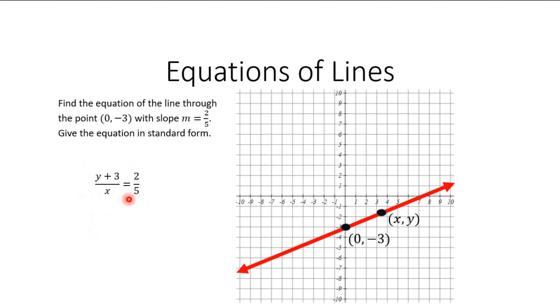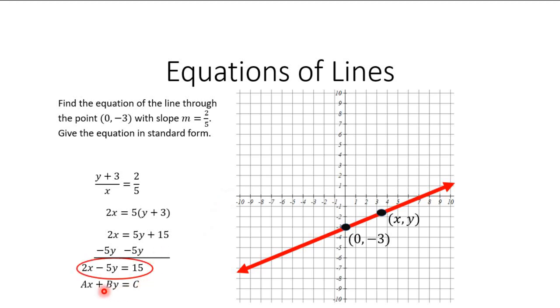So we get this proportion that we can solve by cross multiplication. When we cross multiply, we get 5 times y plus 3 is equal to 2x. So 2x equals 5 times y plus 3. Then we can distribute this 5. That's going to be 5y plus 15. And now, in order to put it in standard form, which is ax plus by equals c, I just have to move this 5y over to the other side. So I subtract 5y from both sides. I'll get 2x minus 5y is equal to 15, which is the correct form, ax plus by is equal to c.